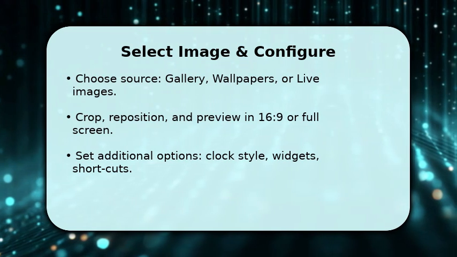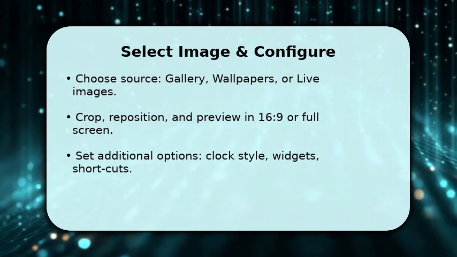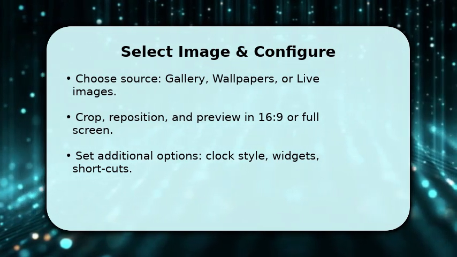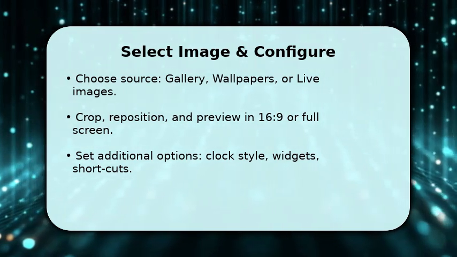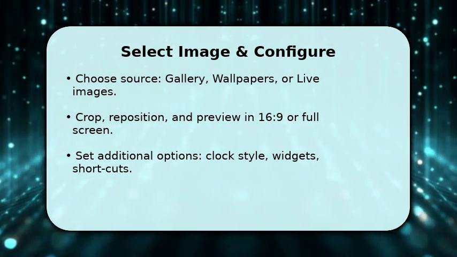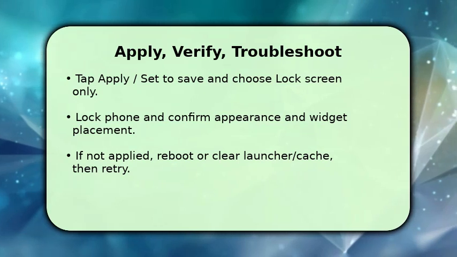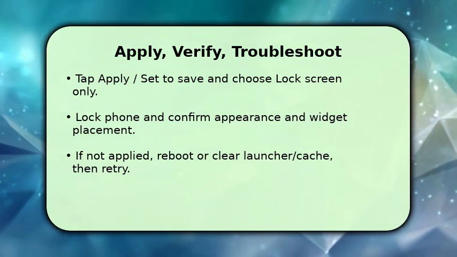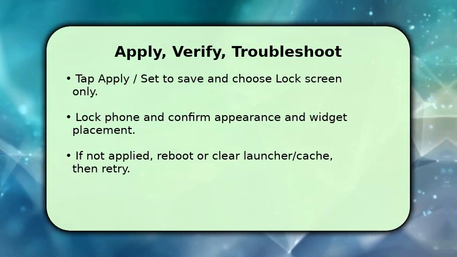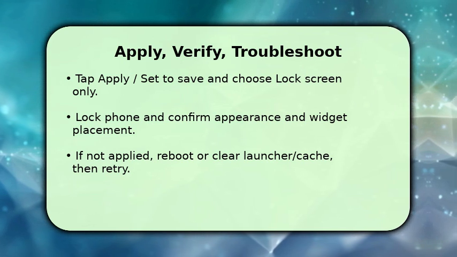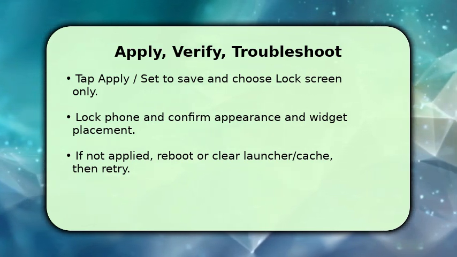After adjusting the look, tap Set Wallpaper and select Lock Screen only. Make sure to configure clock style and any lock screen widgets here so the final view matches both aesthetics and function. Finish by tapping Apply or Set, and ensure you chose lock screen only if you don't want the home screen changed. Lock the phone and wake it to verify the wallpaper, clock style, and widgets display correctly.